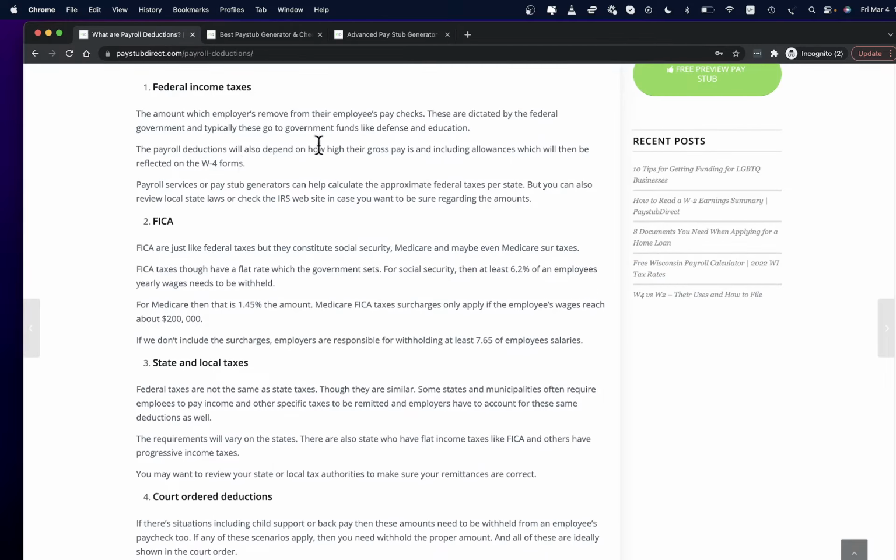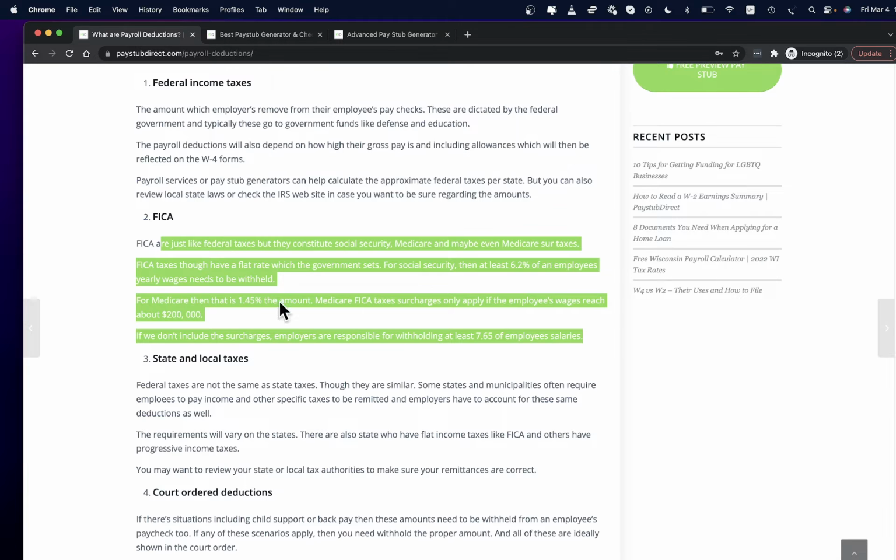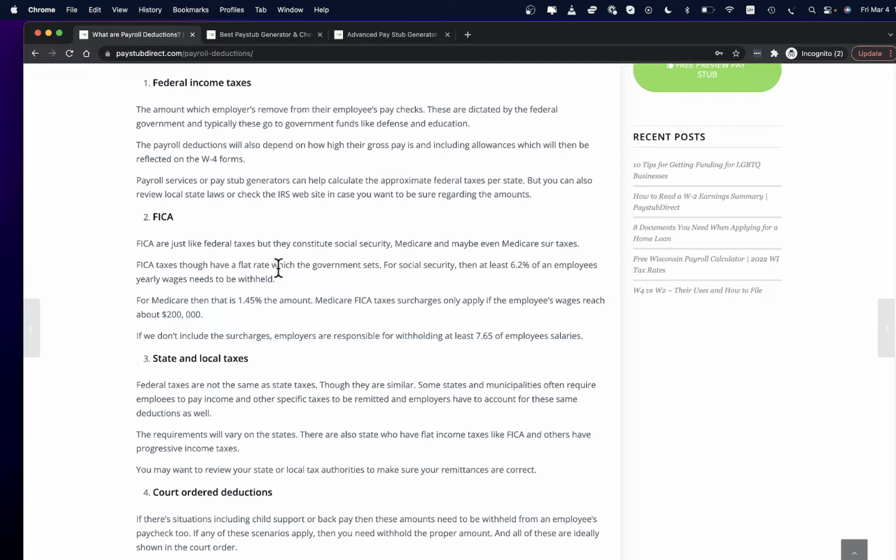Federal income taxes are the same for anyone living in the States. The state and local taxes are based on which state you live in, and some cities actually have their own taxes. FICA is also a federal thing, so the rate is standard. You can see the rates here, and you can also look them up to verify us. It's always good to verify it, to see if we're doing something wrong. Those numbers are written here for FICA and for Medicare.